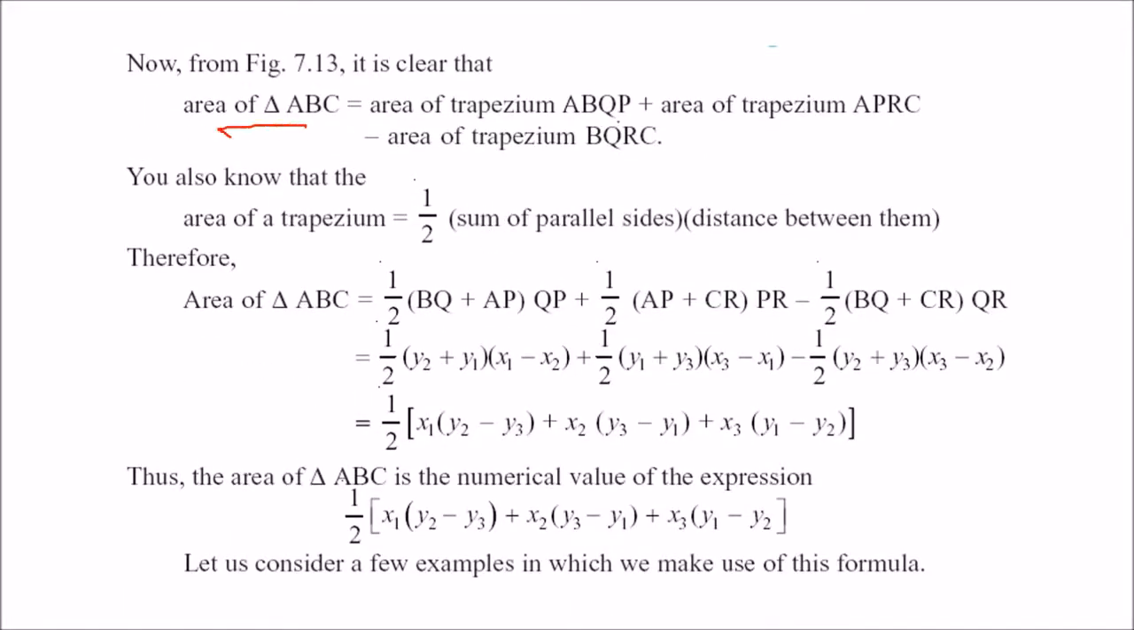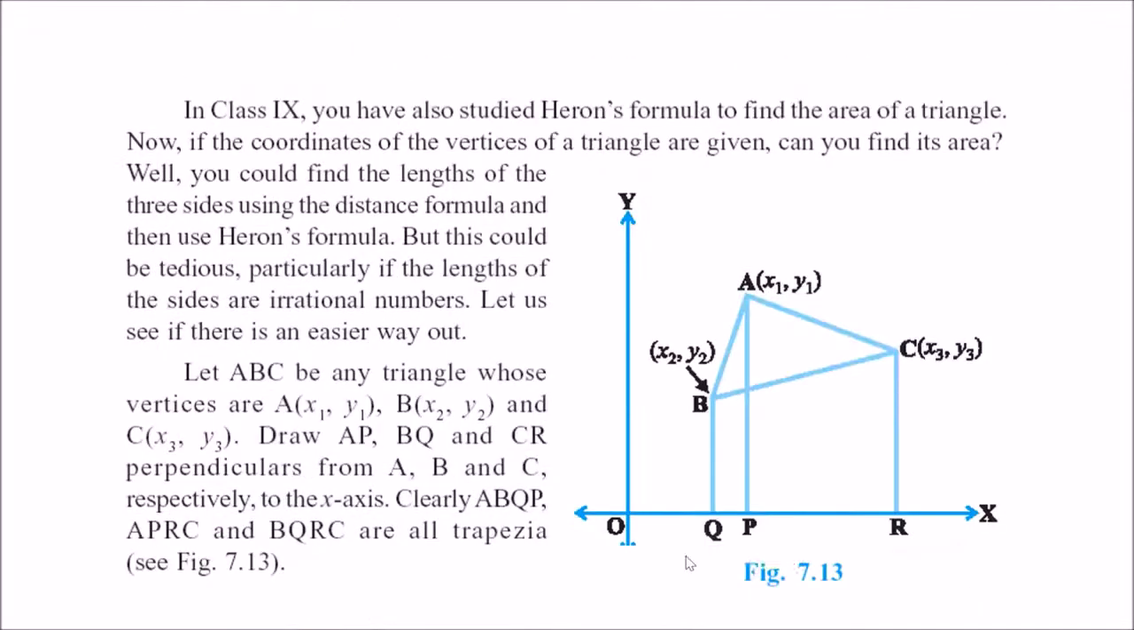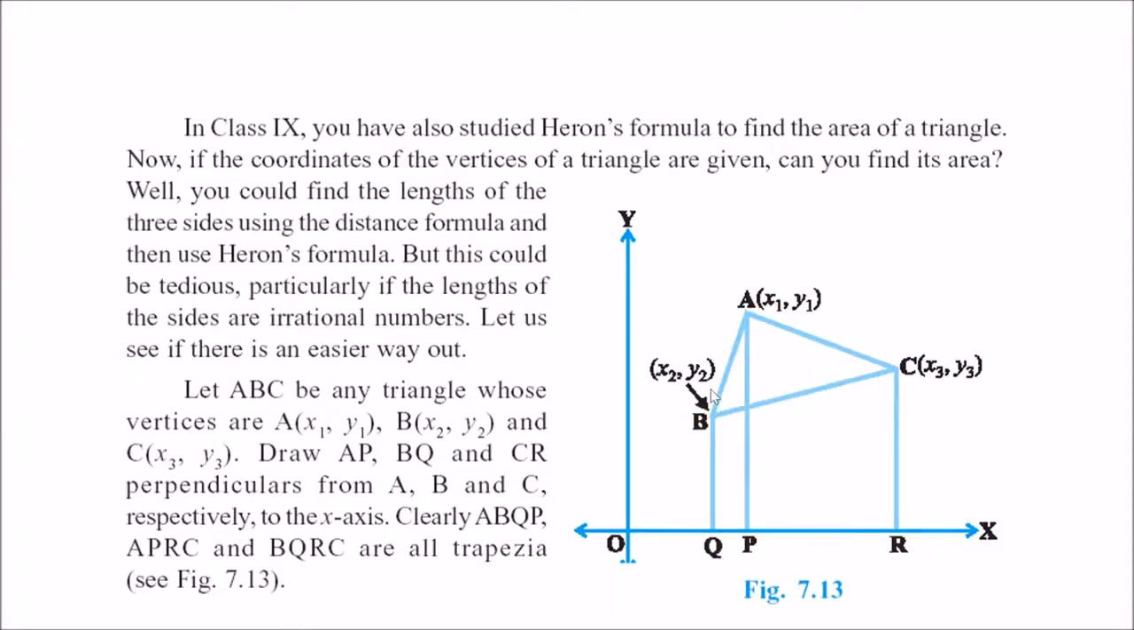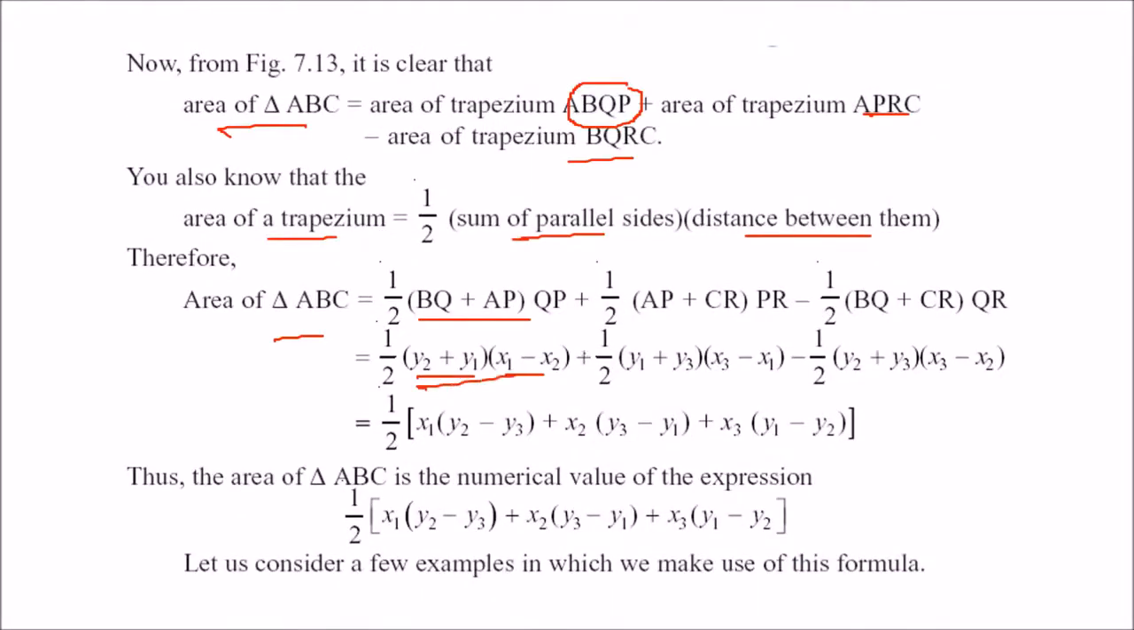So the area of the triangle should be the area of trapezium ABPQ plus APRC, and subtracting BQRC from that. The area of a trapezium is half into the sum of parallel sides into the distance between them. So the area of the triangle would be what? We'll take the first trapezium, that is half into (y2 plus y1) into (x1 minus x2), as I just explained. Okay, so this is the area of the trapezium ABPQ.